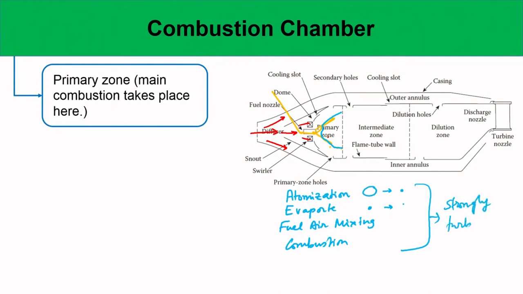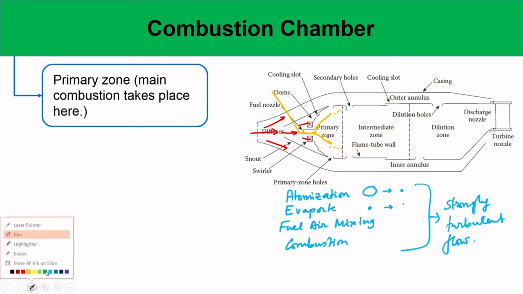strongly turbulent flow. So the flame will not be a smooth and nice flame like this. The flame will be strongly wrinkled and strongly turbulent when you look at it instantaneously. Individually, you can look into this flame and you can find all the things that we have studied; all the things are essentially present.